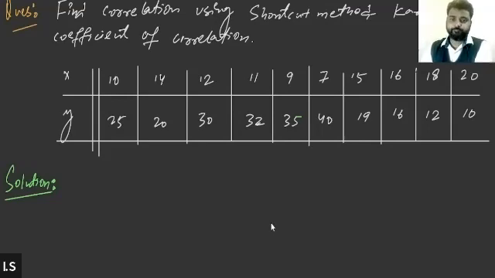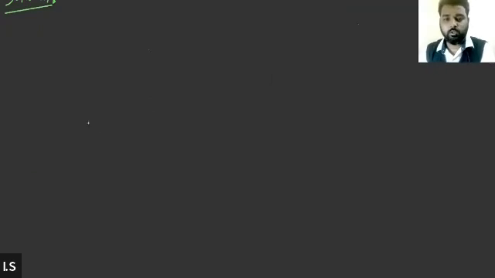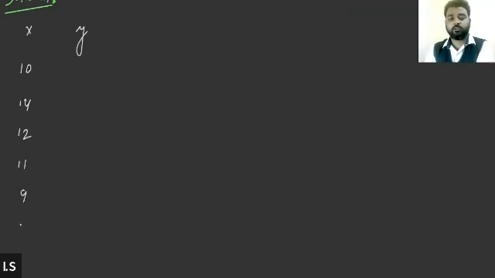Okay, sir, done. So as usual, before proceeding with the steps to calculate it, we will first write it down in the vertical format, X and y variables. So the variable of X were 10, 14, 12, 11, 9, 7, 15, 16, 18, and 20.